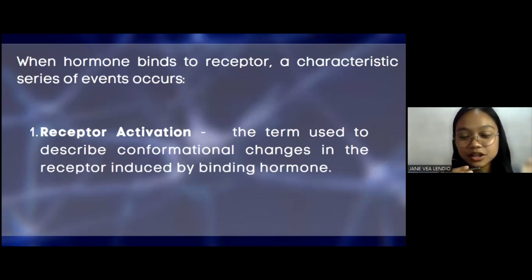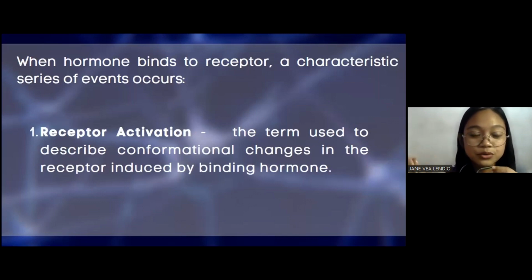Kapag nag-bind na yung steroid hormone natin sa isang intracellular receptor, may mga mangyayari, or ano nga ba yung mga mangyayari kapag nag-bind na siya or naging activate na siya. So first is, kailangan niya munang ma-activate. So when we say activate, so it is the term used to describe conformational changes in the receptor induced by binding hormone. So yun na nga.